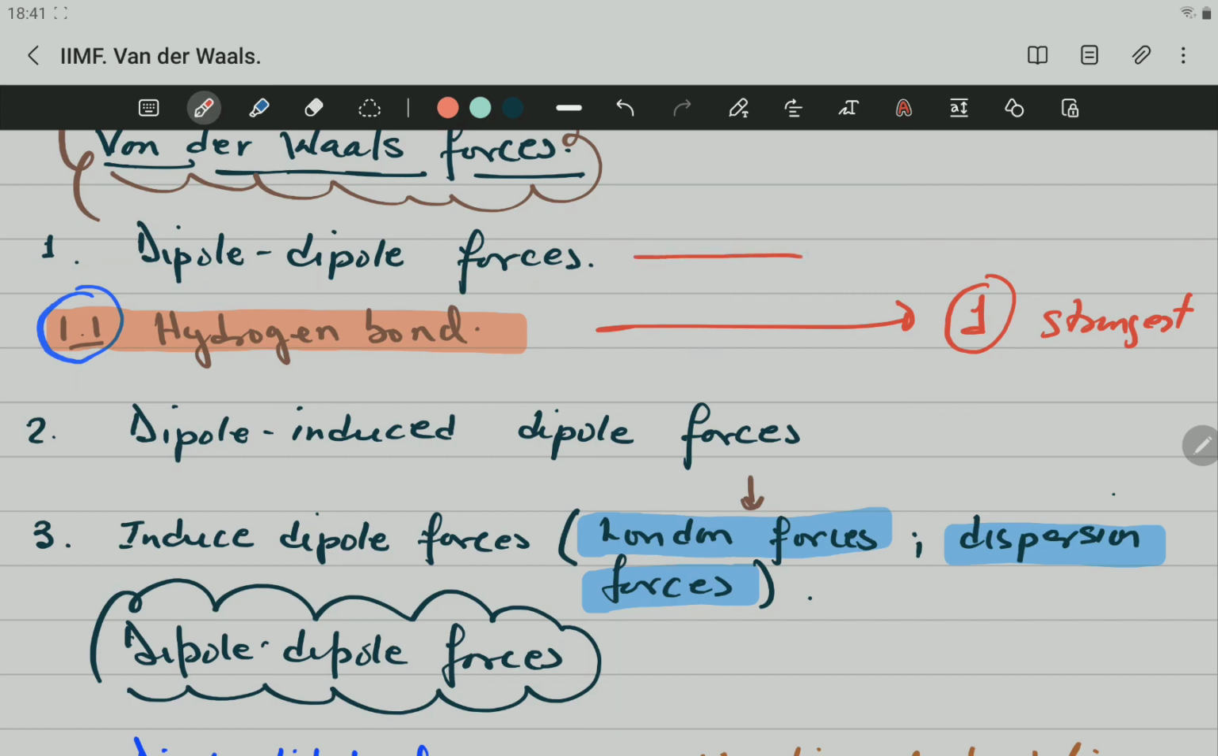Followed by dipole-dipole. This is number 2. Then is dipole-induced dipole. This is number 3. And the final one is the London forces, that is number 4. So the strongest one is hydrogen bond. The second strongest is dipole-dipole. Remember, hydrogen bond is a special case of dipole-dipole. So in actual fact, hydrogen bond is a dipole-dipole force. Then is dipole-induced dipole, and the weakest one of all is the London forces or induced dipole forces.